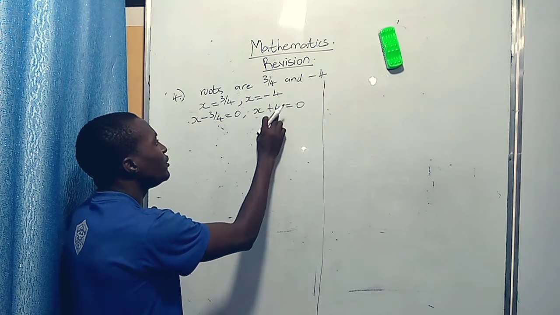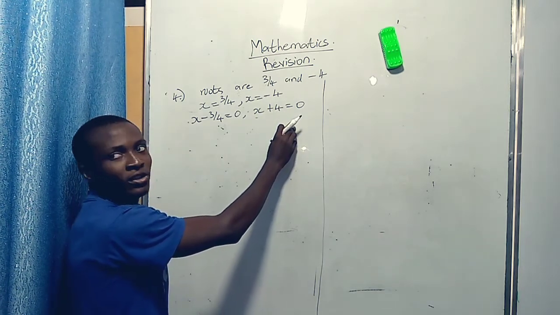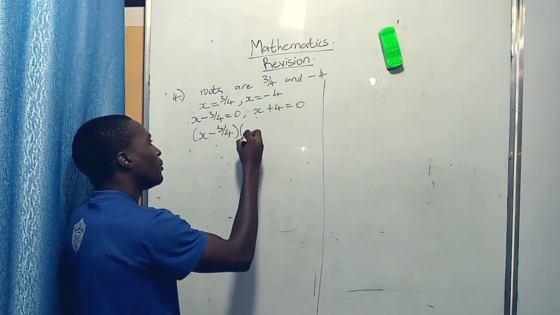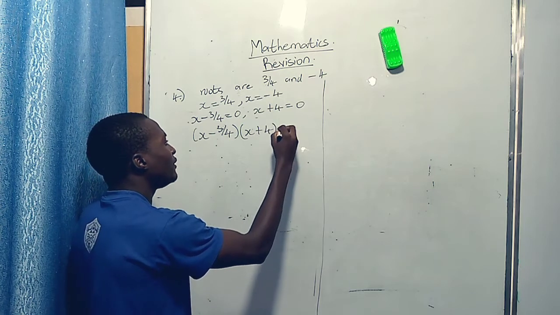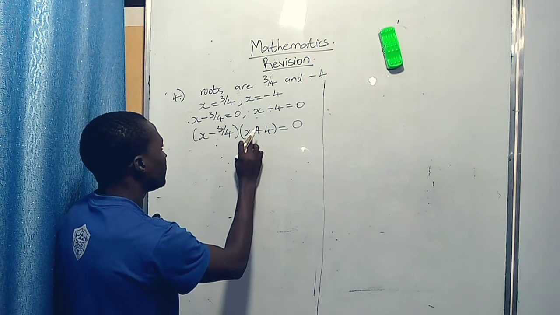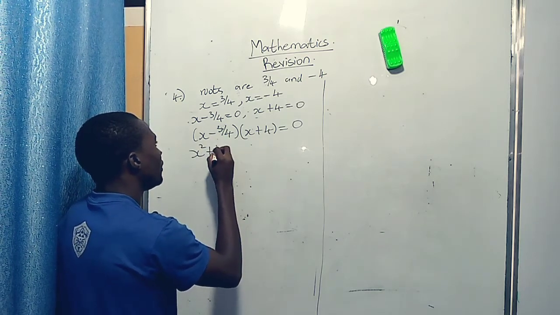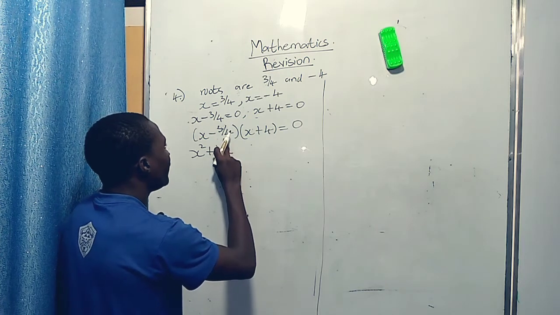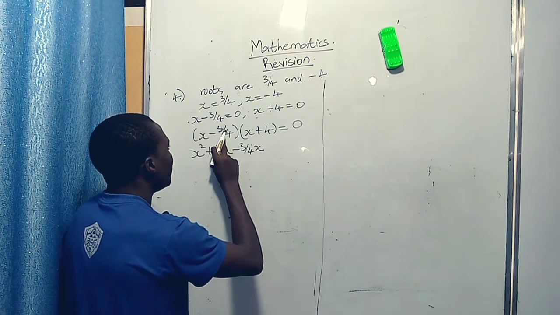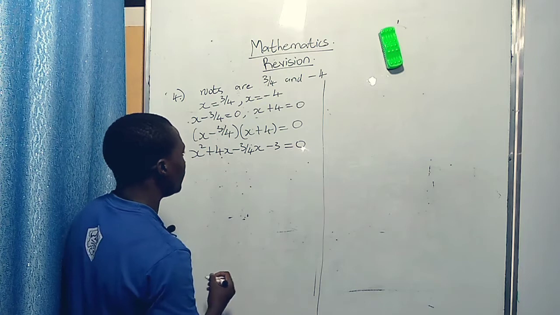If I multiply these two things together and then equate it to 0, it must give me the equation itself. So I'm going to have x minus 3/4 multiplied by x plus 4 is equal to 0. Let's open the brackets. X multiplied by x gives me x squared. X multiplied by 4 gives me plus 4x. Minus 3/4 multiplied by x gives me minus 3/4x. Minus 3/4 multiplied by 4 gives me minus 3 equal to 0.